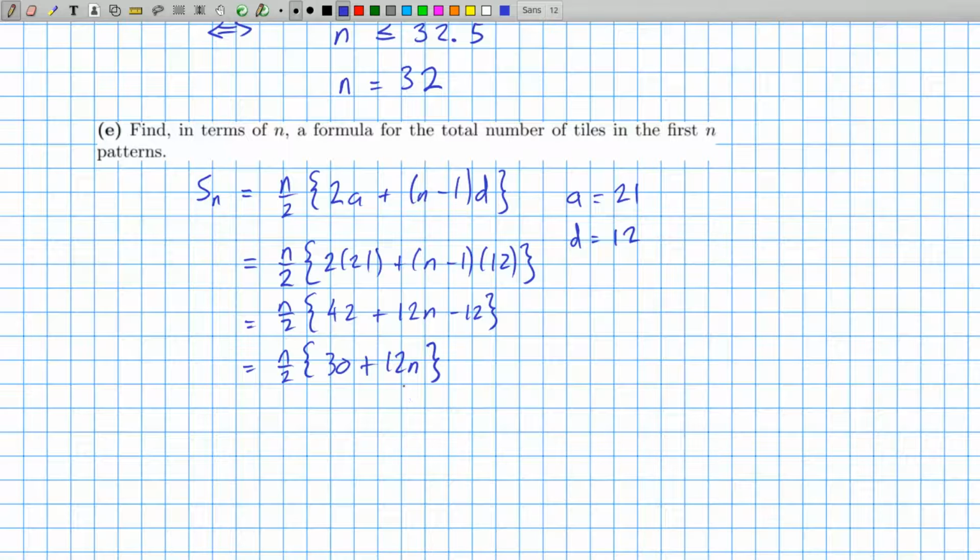If you want to, you can carry it on a little bit further. You can say that that is 15n plus 6n squared by multiplying the n over 2 in there. You don't have to do it at this stage. It's almost certainly going to happen somewhere down the line, so you might as well do it, I suppose.